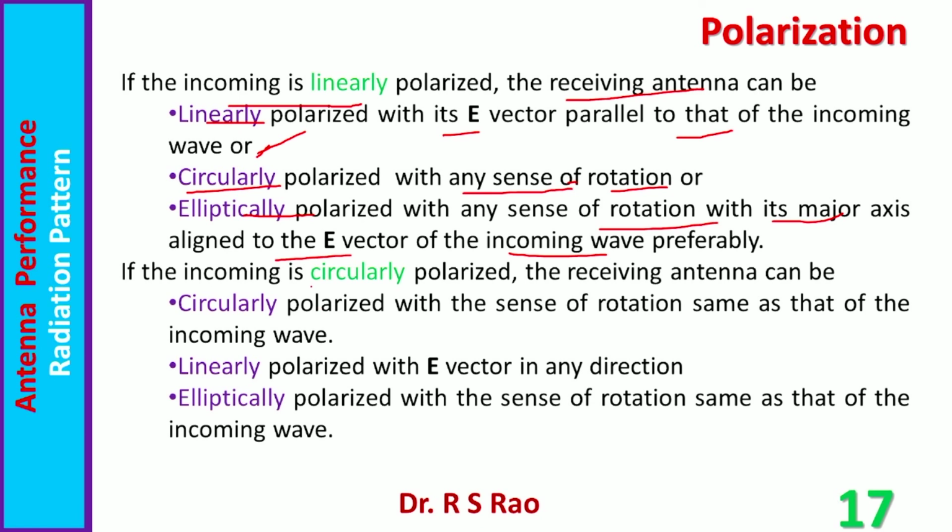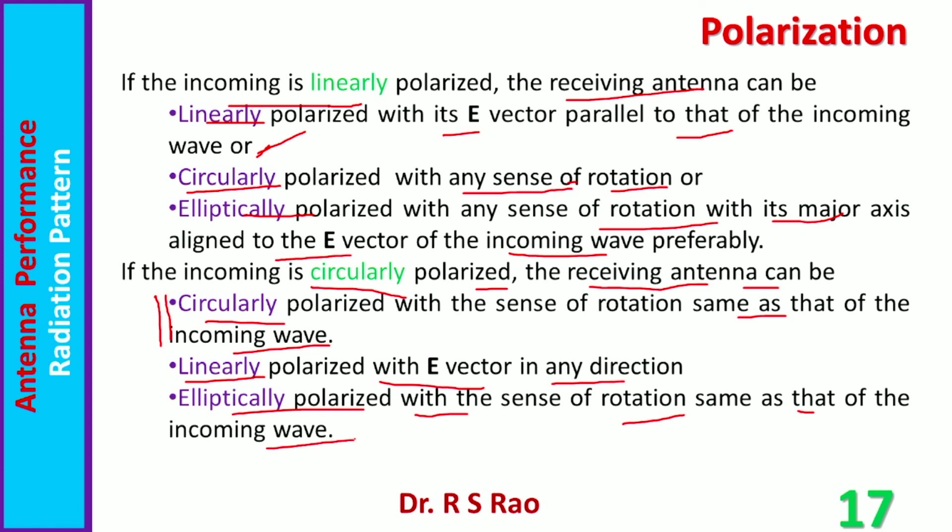If the incoming wave is circularly polarized, the receiving antenna can be circularly polarized with the same sense of rotation as that of the incoming wave. It gives optimum performance. The remaining two give suboptimal performance: a linearly polarized antenna with E vector in any direction, and an elliptically polarized antenna with the same sense of rotation as that of the incoming wave.